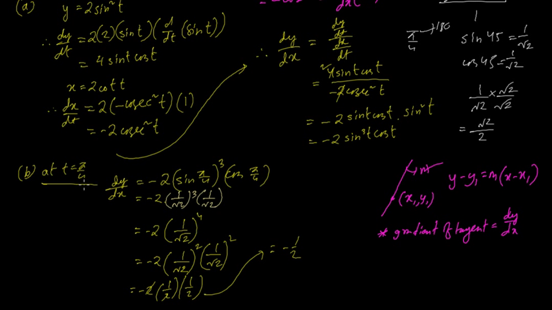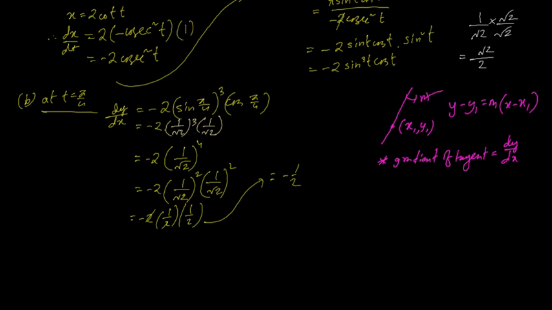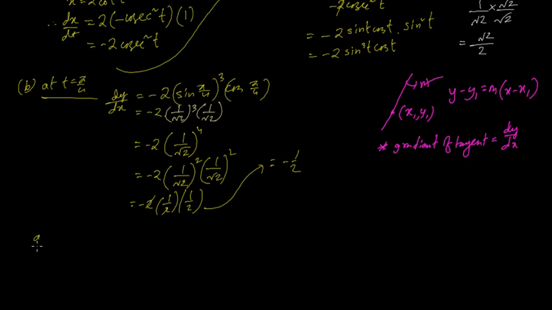So the gradient of the curve at the point t equals pi by 4 is minus half. Remember this is the parametric format of a point. A point in Cartesian has an x coordinate and a y coordinate. So if the curve has gradient minus half, the gradient of the tangent would be the same, because the gradient of the curve at a particular point is the same as the gradient of the tangent at that point. So now we have the gradient, we need the point.